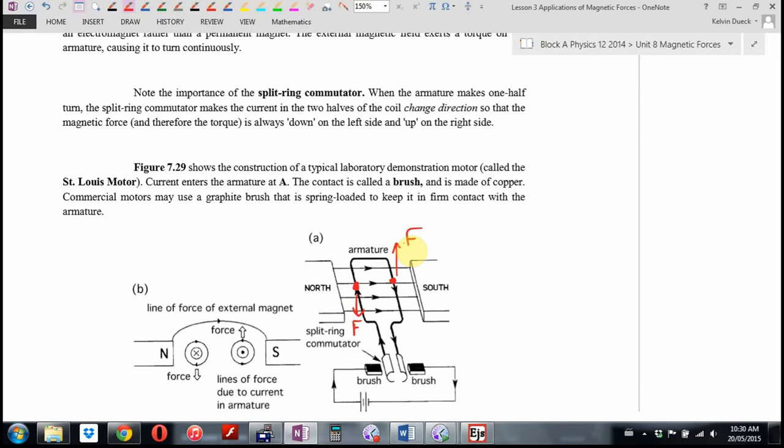So what we have to figure out is some way, using a battery, a direct current, of flipping the current. We need to somehow come up with a way to always have the current going up the page on the left side, even when this part of the wire gets to this side, and to always have the current going down the page on the right side. And we do that with something called a split ring commutator. What we do is we have a little wheel, a split ring commutator right here, and we have wire brushes so that this is free to rotate.